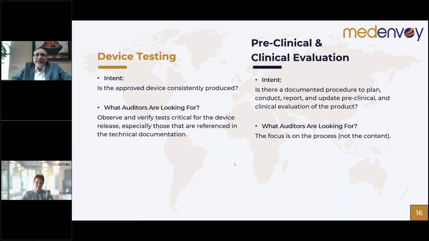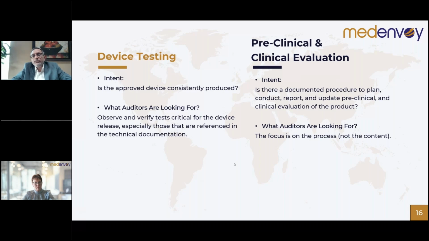In terms of preclinical and clinical evaluation, again, the focus is on process. Do you have a defined procedure for identifying activities relevant to preclinical and clinical evaluation? And if you have covered all the elements from the MDR, and as I keep saying, we are not going to review the actual claims at this step.